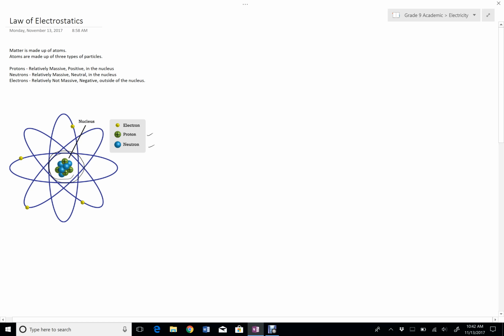Protons are positive, and obviously they're located in the nucleus or in the center. Neutrons are also massive. They're neutral, they have no charge, and they're located in the nucleus. And finally, electrons. Electrons fly around the outside of the atom. They're not massive. The mass of an electron is about 1/2000th the mass of a proton or a neutron. So they're about 2,000 times smaller, and they're negatively charged.